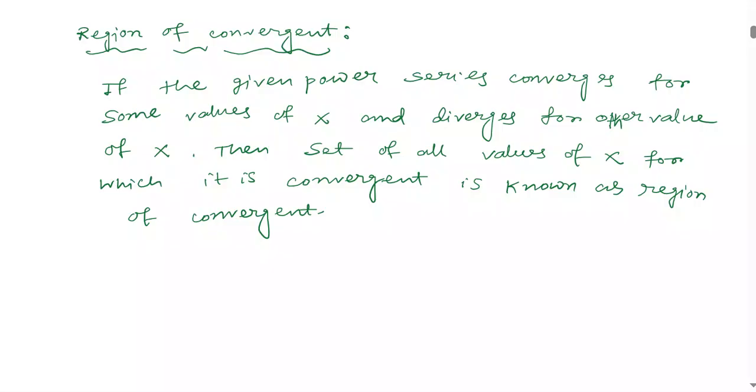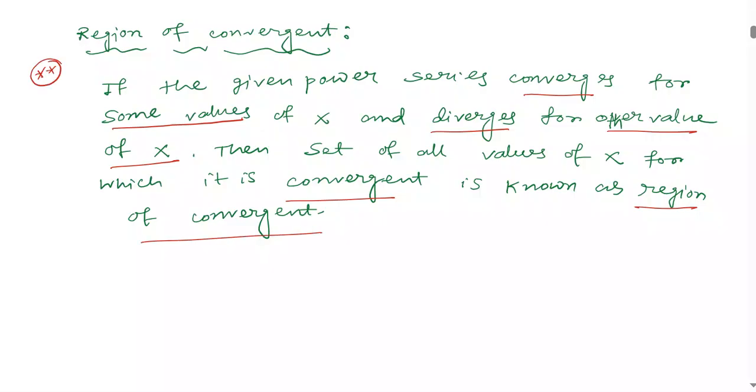Again, if I repeat, a power series converges for some values of x and diverges for other values of x. Okay, then the set of all values of x for which it converges is known as region of convergence. Fine. This is a very important concept. Clear? Now the concept is, पहले तो मैं रेडियस ऑफ कन्वर्जेंस का फॉर्मूला यूज कर लिया, बट फिर भी you don't know, if you don't know then I will discuss with you.